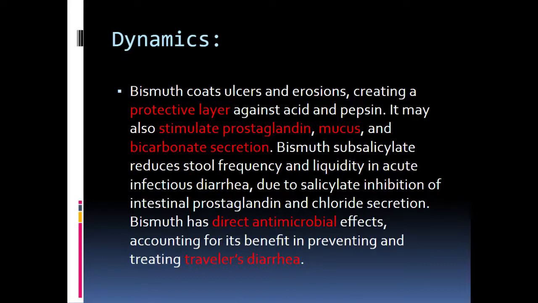Bismuth subsalicylate reduces stool frequency and liquidity in acute infectious diarrhea. One of the important functions of bismuth compounds is that they produce a direct antimicrobial effect, due to which they are beneficial in preventing or treating traveler's diarrhea. It is useful for the prevention of traveler's diarrhea.